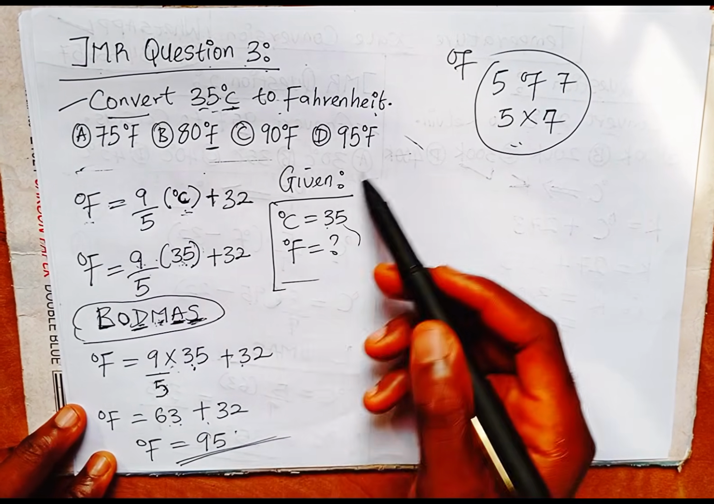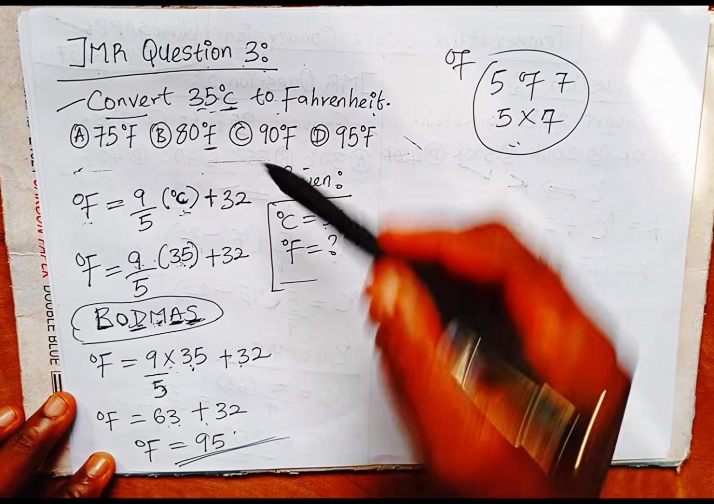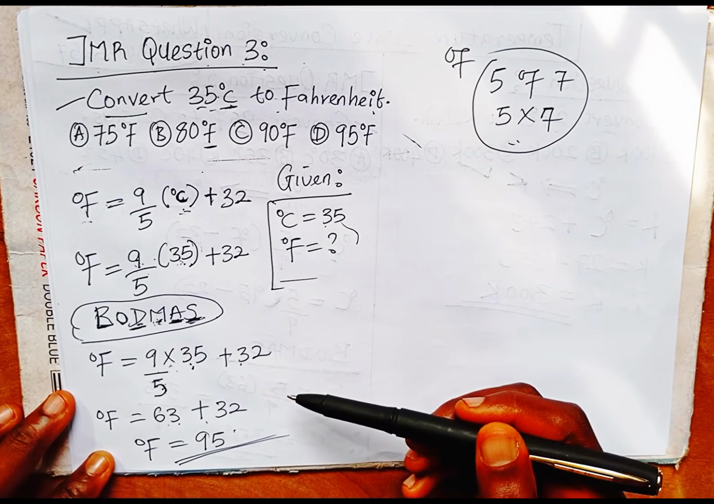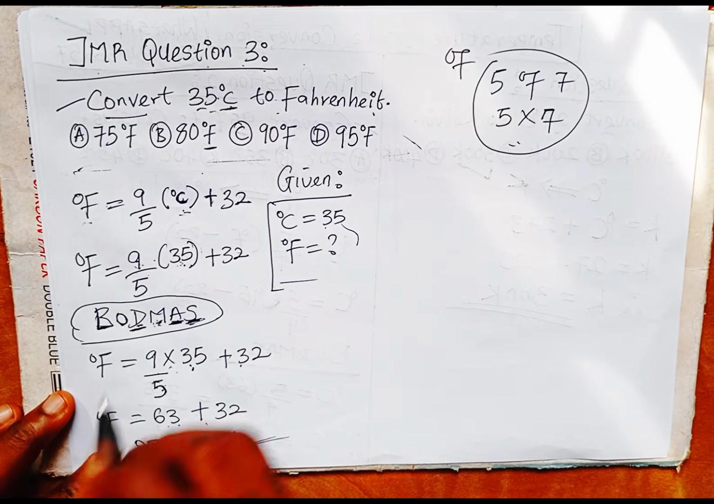So among the options, where is the correct option? Select the correct option and drop it in the comment section. JAMB 2026 candidates, this is an easy mark. No lose guard.